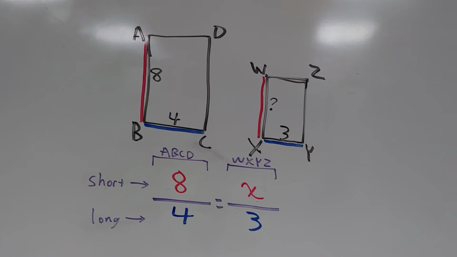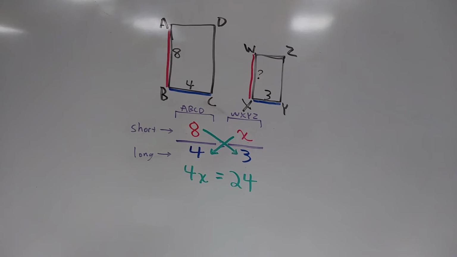For the side we don't know, we'll use a variable, in this case x. Really, you can use whatever variable you like, but x is a good all-purpose one. We'll use cross multiplication to solve the proportion. X times 4 is 4x, and 8 times 3 is 24. If we divide both sides by 4, this gives us x equals 6. We know that the side length of WX is 6.